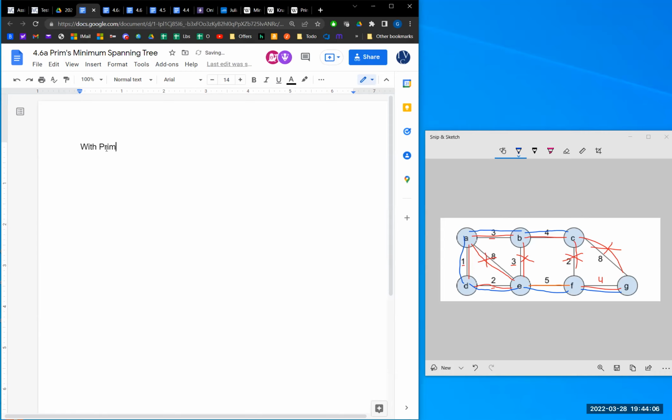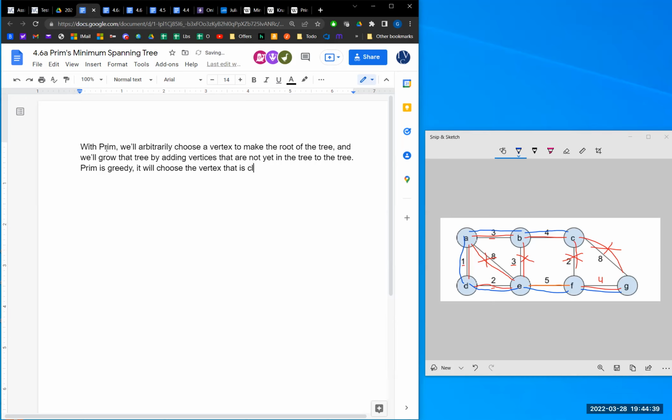So with Prim, we'll arbitrarily choose a vertex to make the root of the tree. And we'll grow that tree by adding vertices that are not yet in the tree to the tree. Prim is greedy and will choose the vertex that is closest to the existing tree as we're deciding whom to add next.